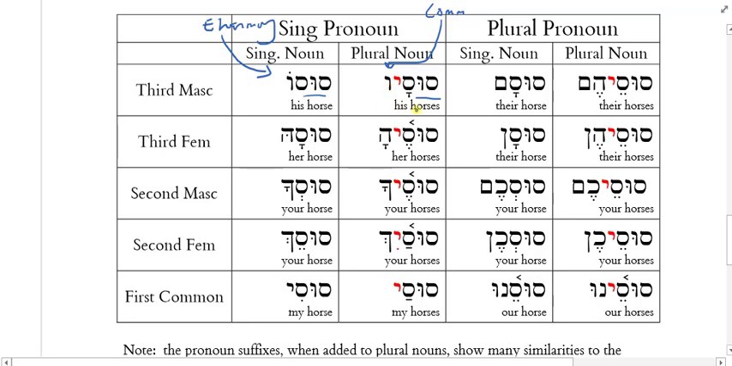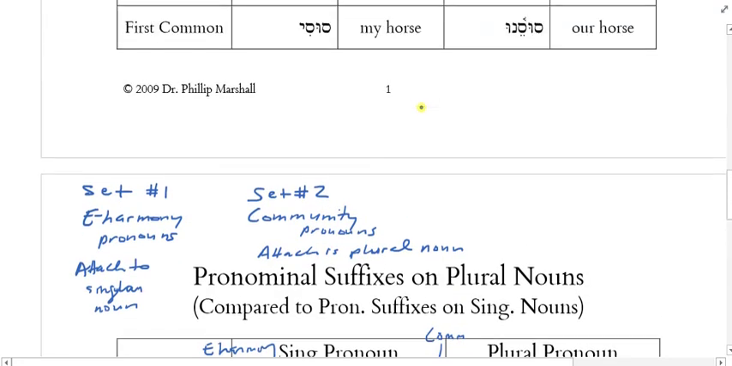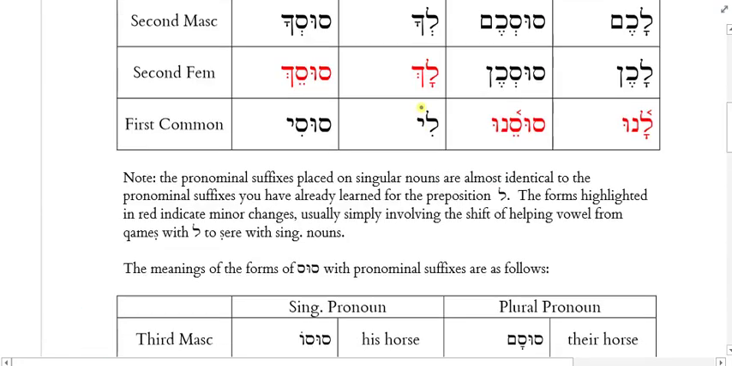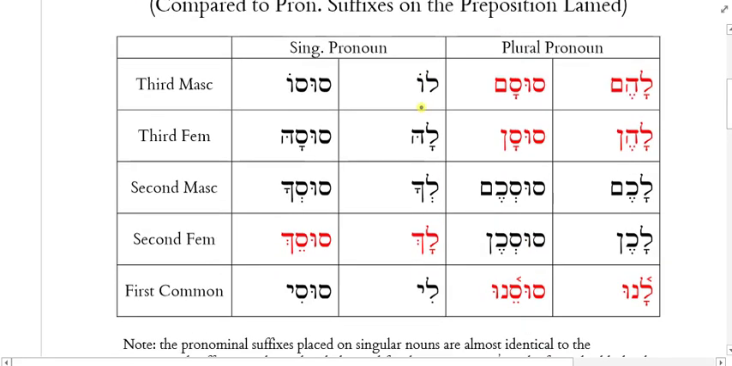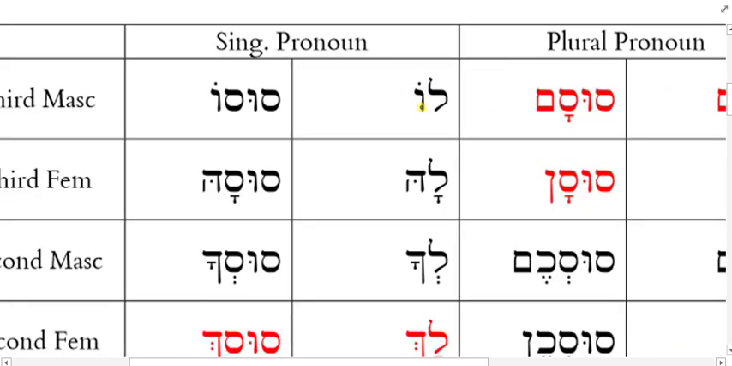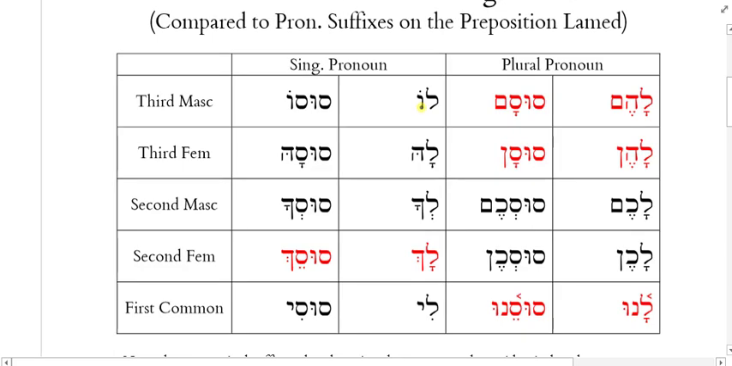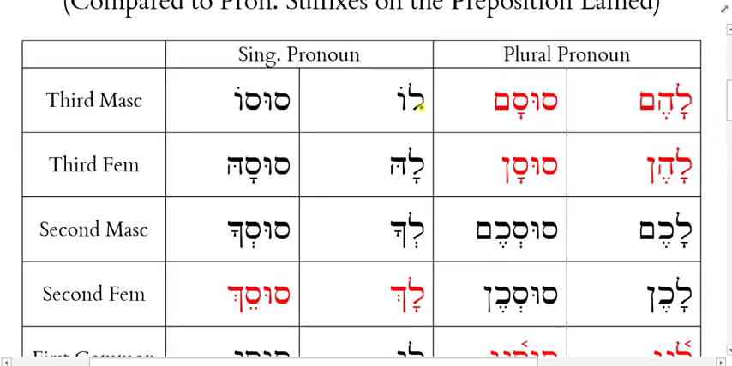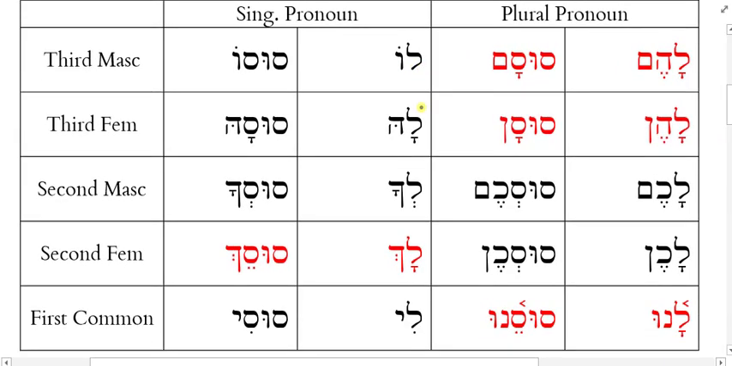Okay, so I'm going to walk through these with you in just a few minutes, but I just want you to know up front that we're going to be dealing with two sets of pronouns here. One set attaches to singular nouns, one set attaches to plural nouns. Here is the good news about the eHarmony pronouns, the pronouns that we're going to attach to singular nouns. They are, for the most part, identical to the pronouns you already know that attach to the lamed preposition. All right? So you don't have to learn any new pronouns.